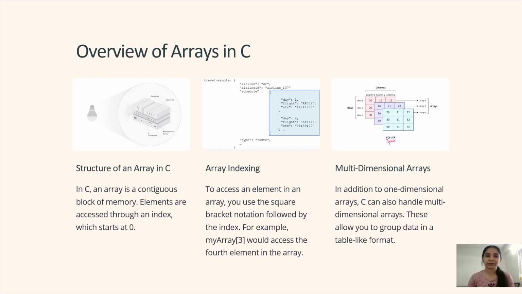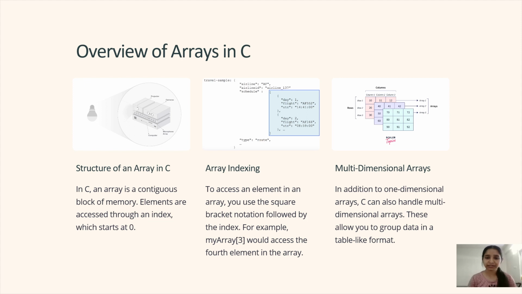Now our next topic is the overview of arrays in C. First we will see the structure of an array in C. In C, an array is a contiguous block of memory. Elements are accessed through an index which starts at 0. Next is array indexing. To access an element in an array, you use the square bracket notation followed by the index. For example, myArray[3] would access the fourth element in the array.